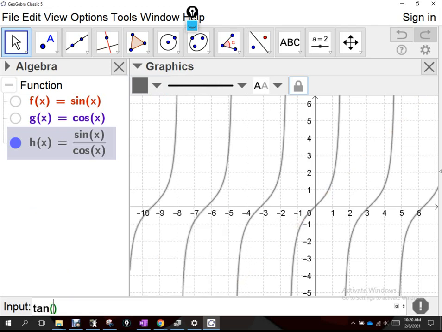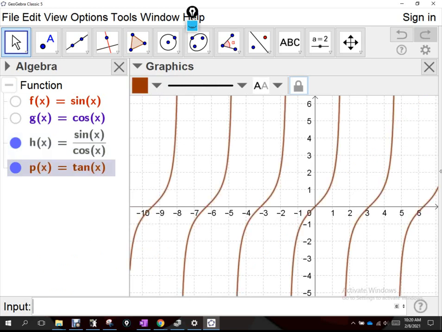Well, now I'm going to type in tangent of x. Is it the same curve? Yeah. Okay? So it's an identity. These two things I've highlighted here are equivalent to one another at all times. Okay? Now, there are some asymptotes in here, like x equals pi over 2.